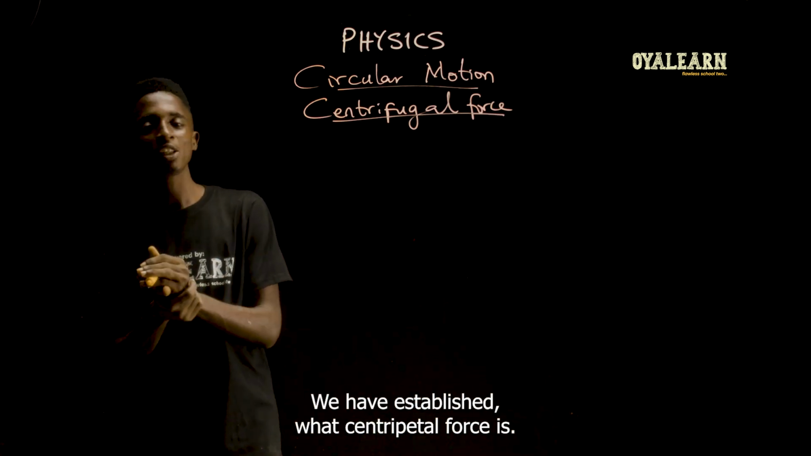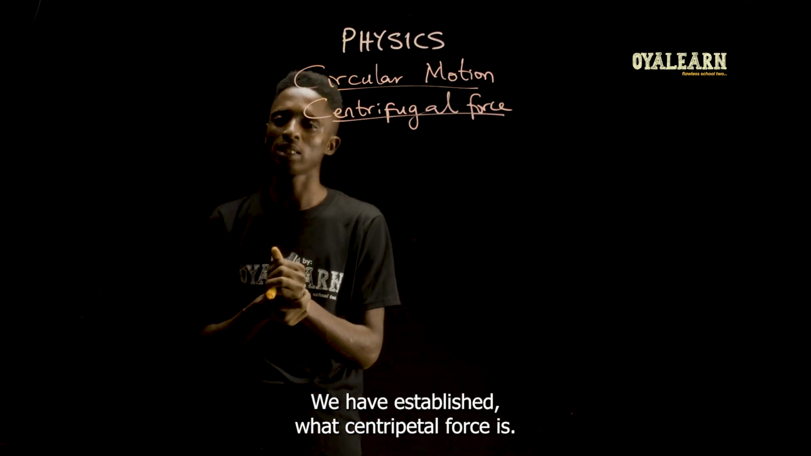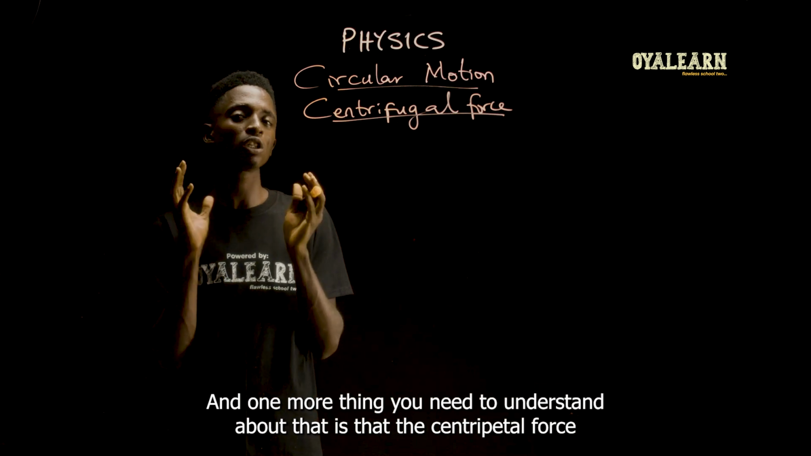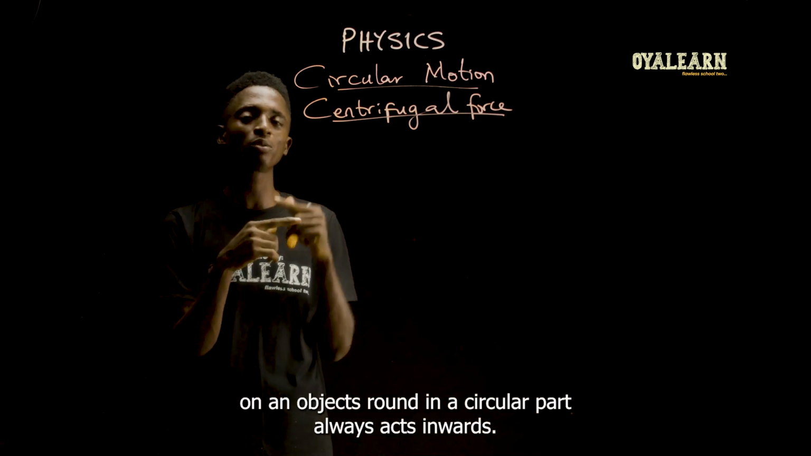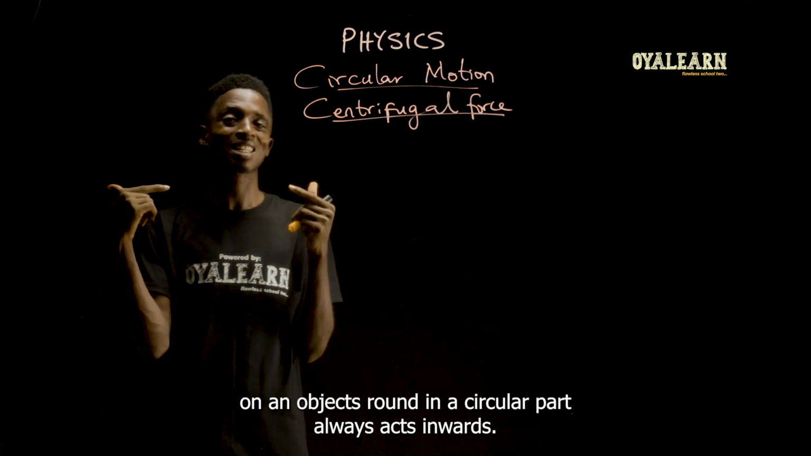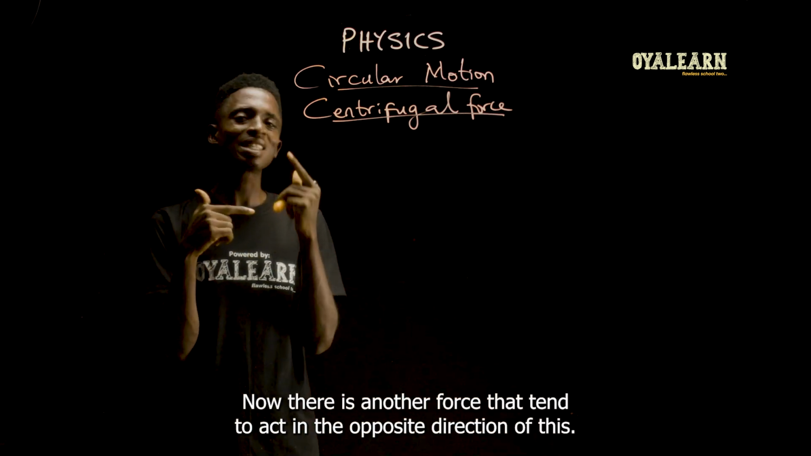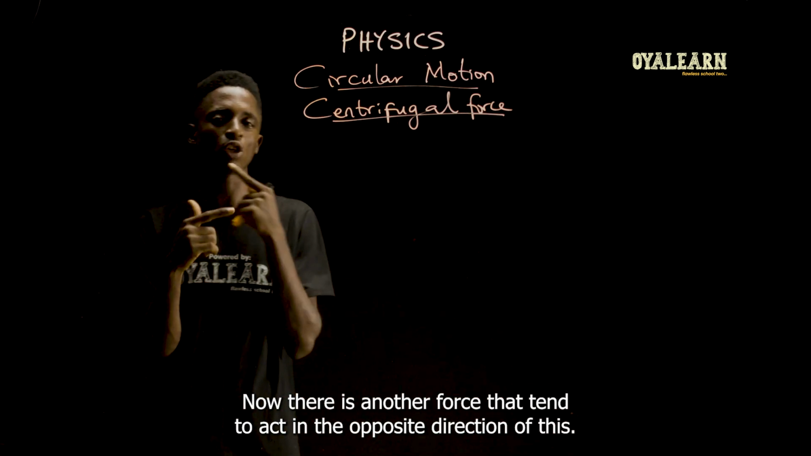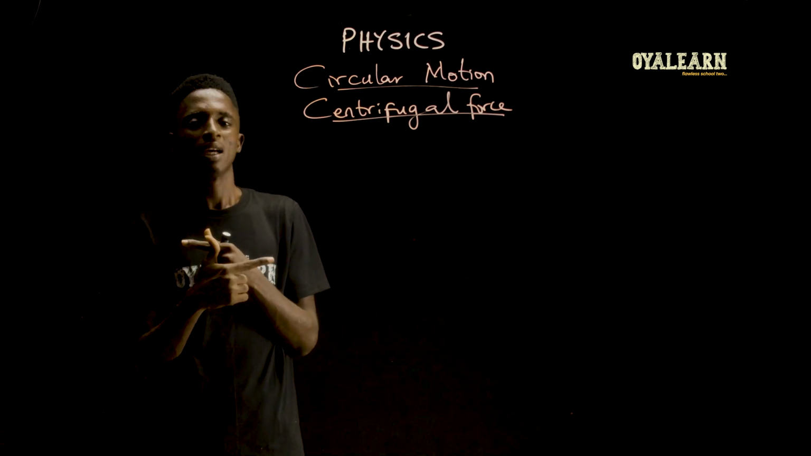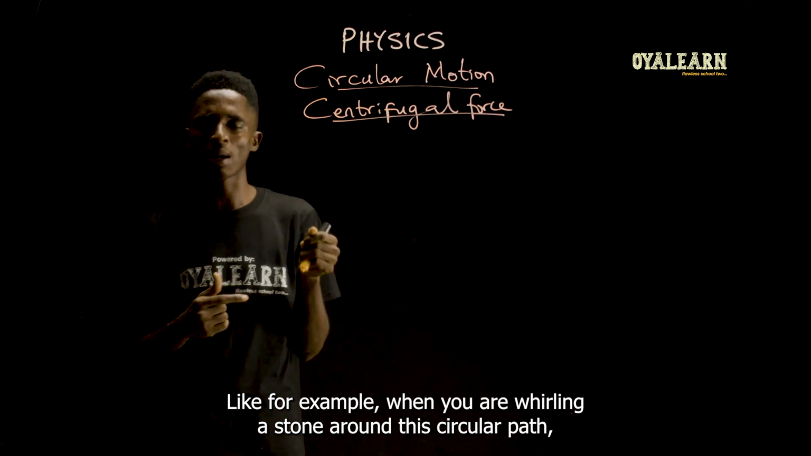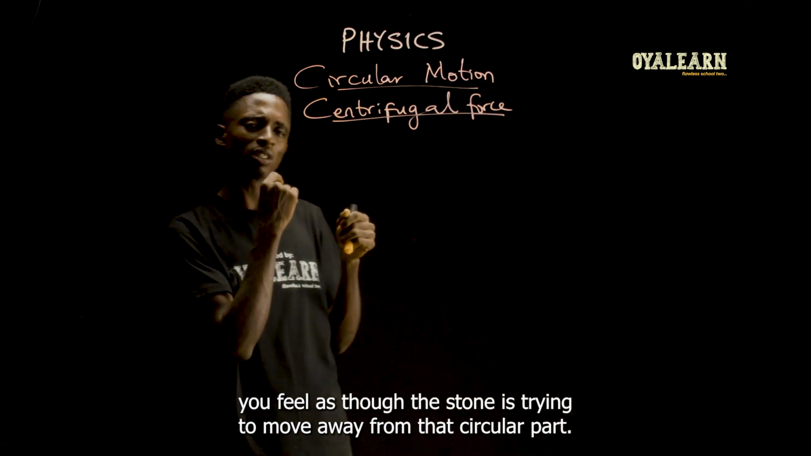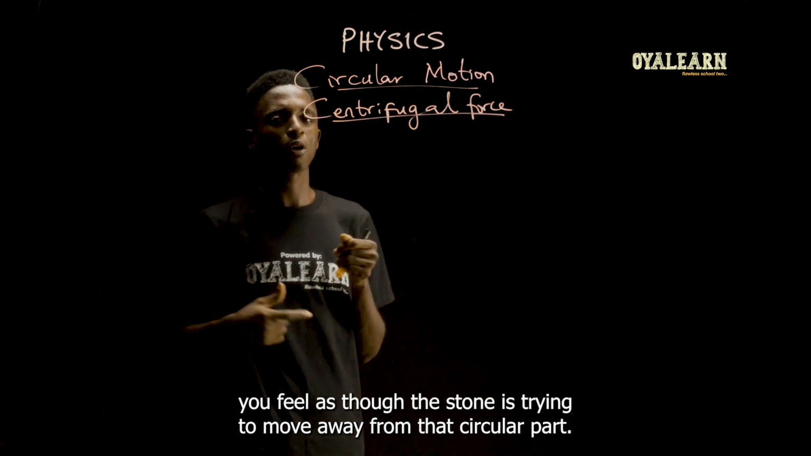We have established what centripetal force is, and one more thing you need to understand about it is that the centripetal force on an object moving around a circular path always acts inwards. Now, there is another force that tends to act in the opposite direction of this. For example, when you are whirling a stone around a circular path, you feel as though the stone is trying to move away from that circular path.